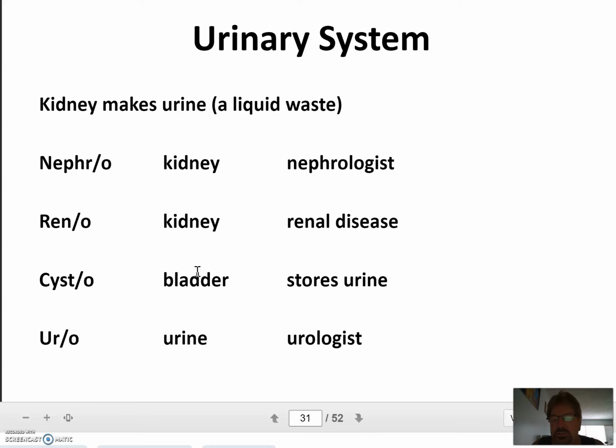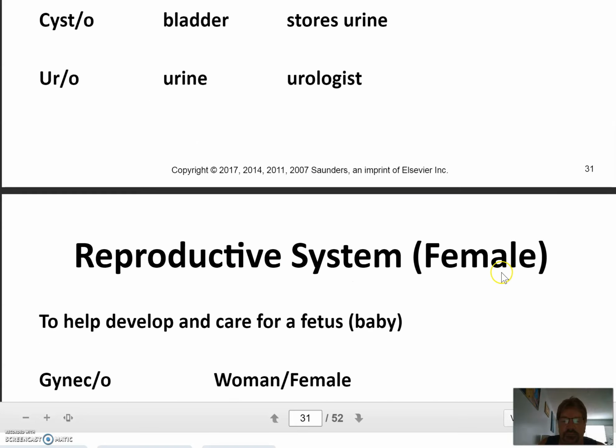Who knows what the other one is? I'm waiting. Oh, I forgot I'm by myself here. Yeah, the gallbladder. Uro means urine. A urologist, doctor you go to about urinary problems or problems with the male reproductive system. That also falls under urologists.